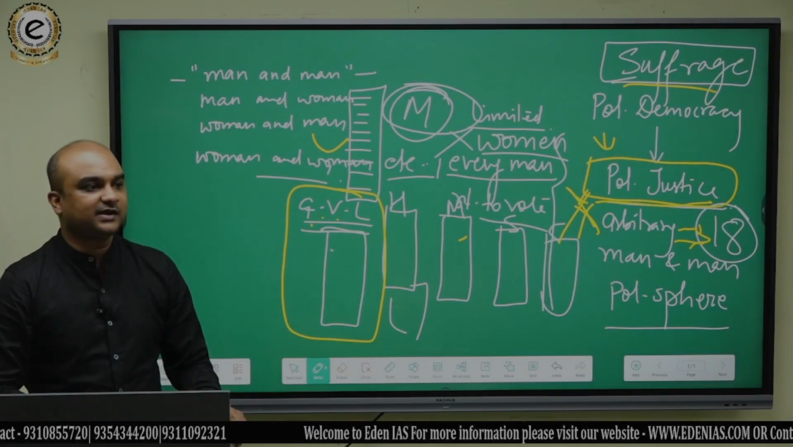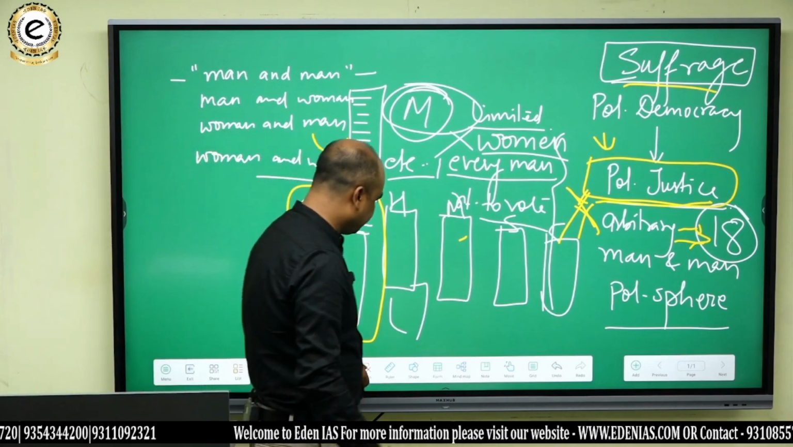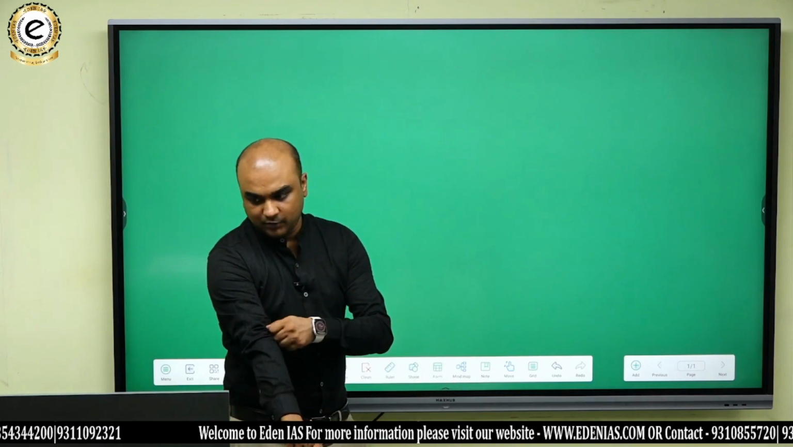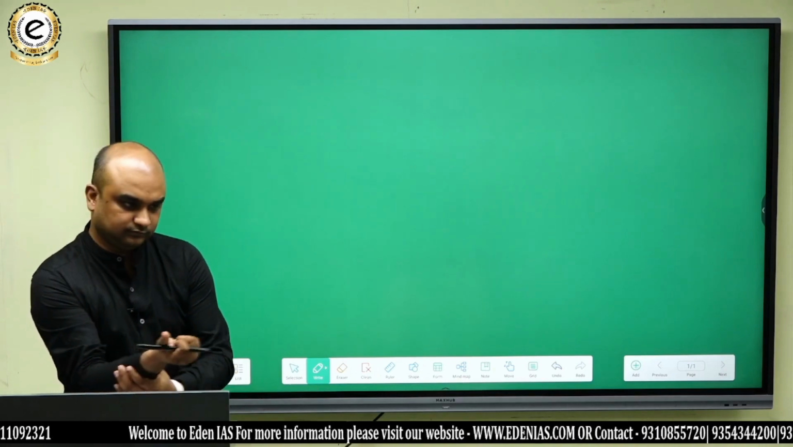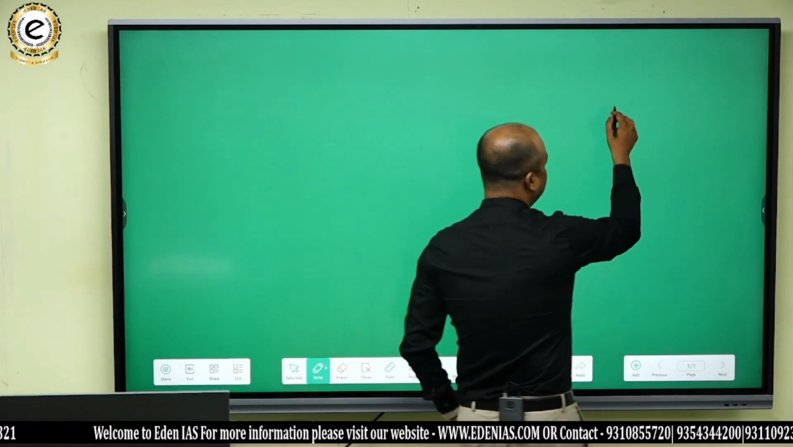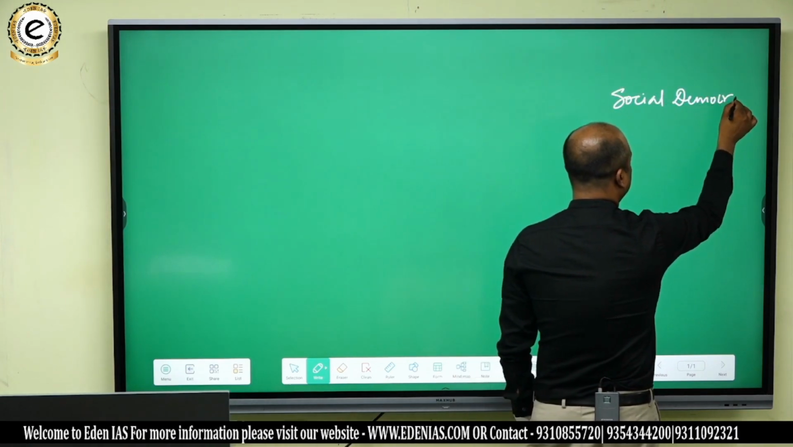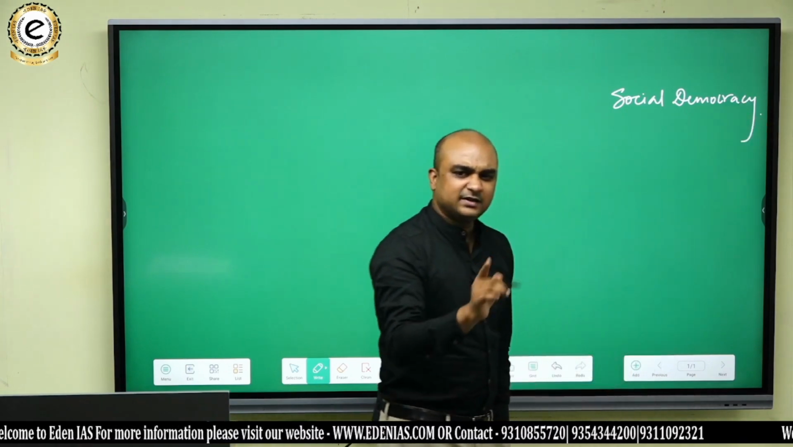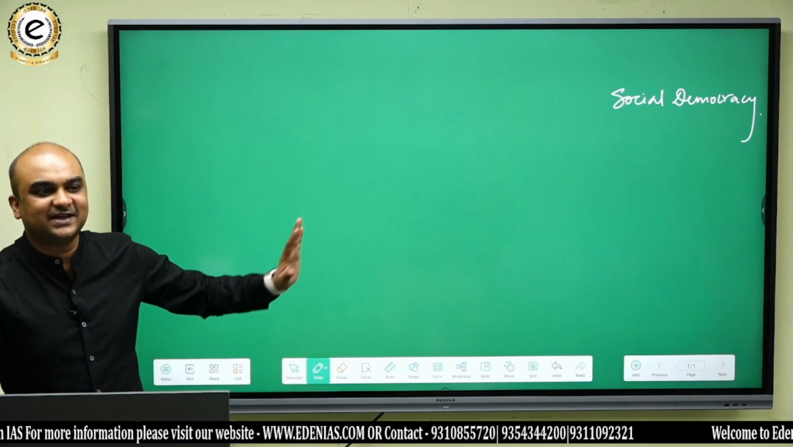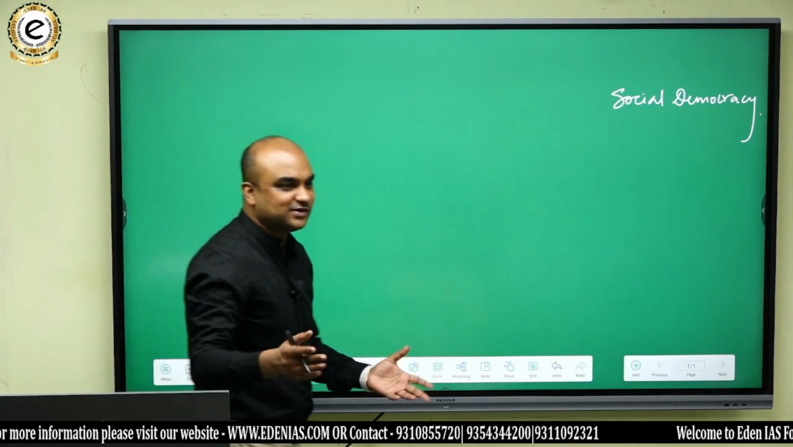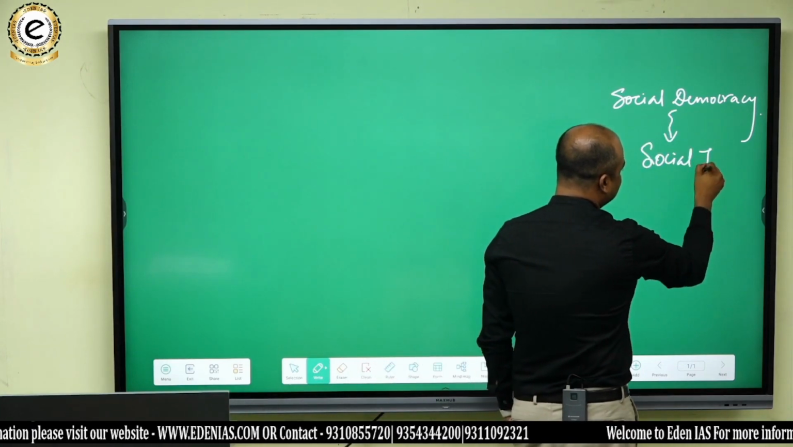Do you get it? So now we'll try to understand what is social democracy. So give the next heading, social democracy. Now, look here very carefully. If the aim of political democracy was to deliver political justice, logic says that the aim of social democracy would be to deliver what? Social justice. So its aim is to deliver social justice.